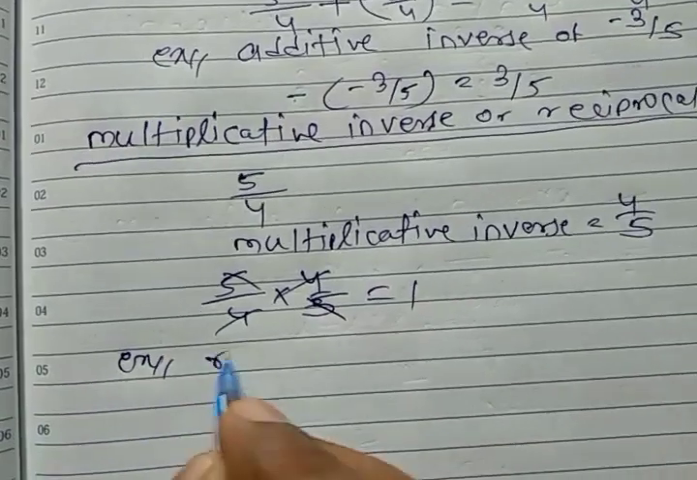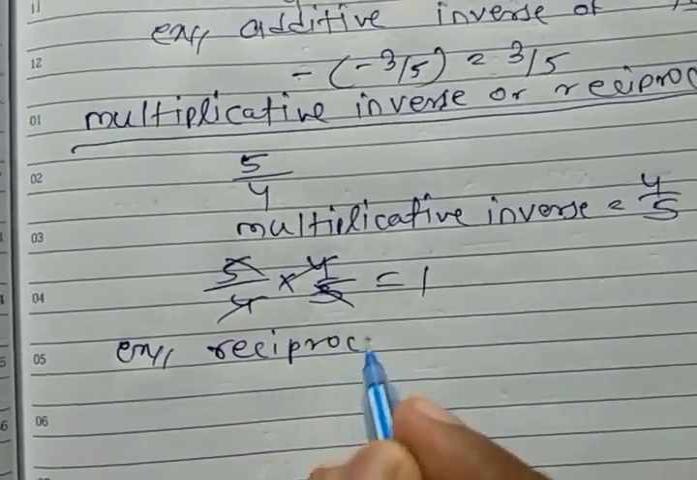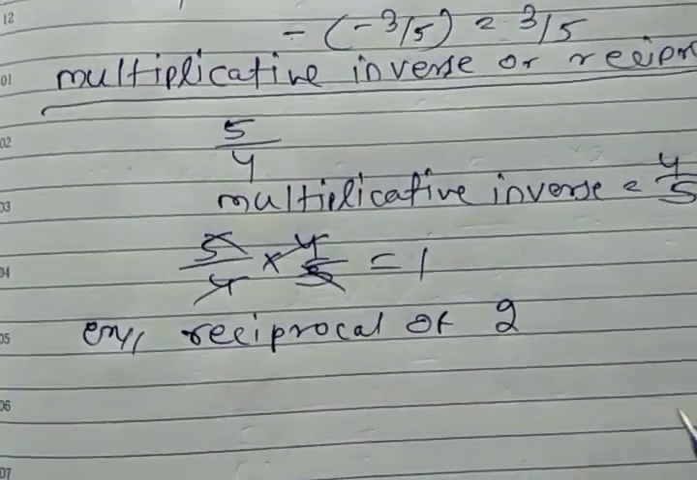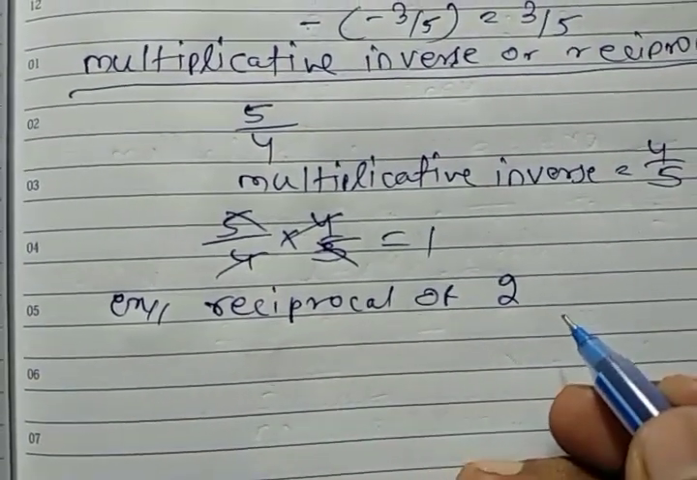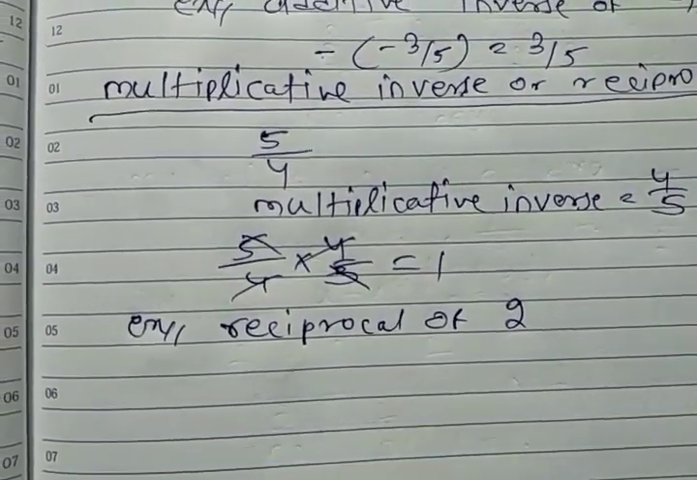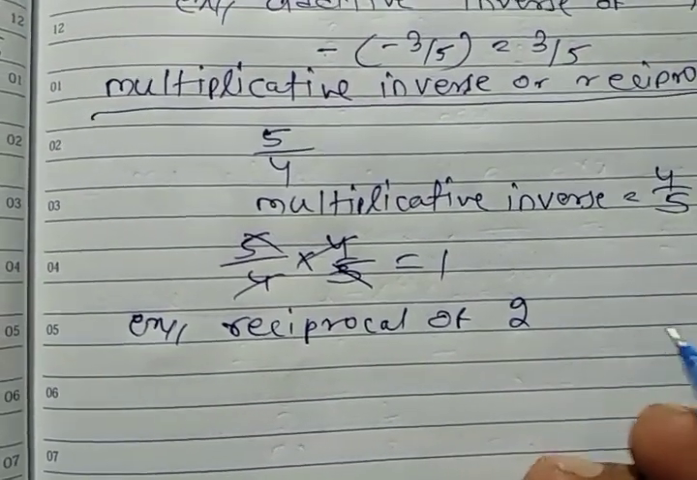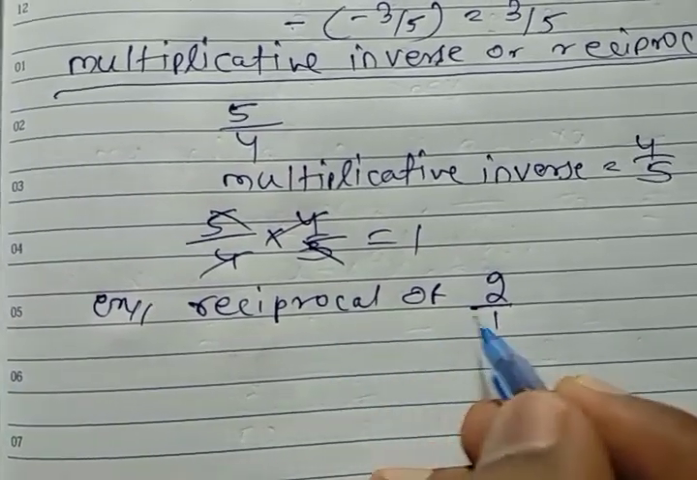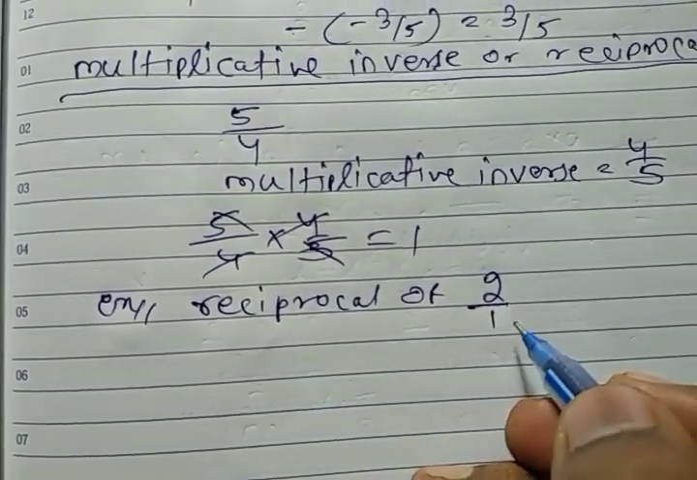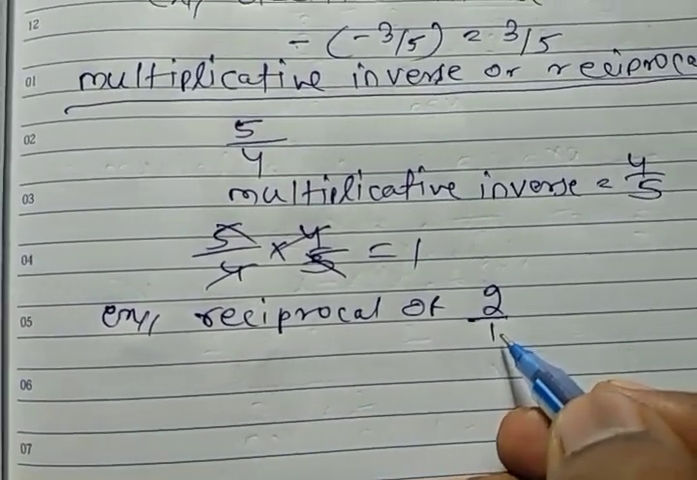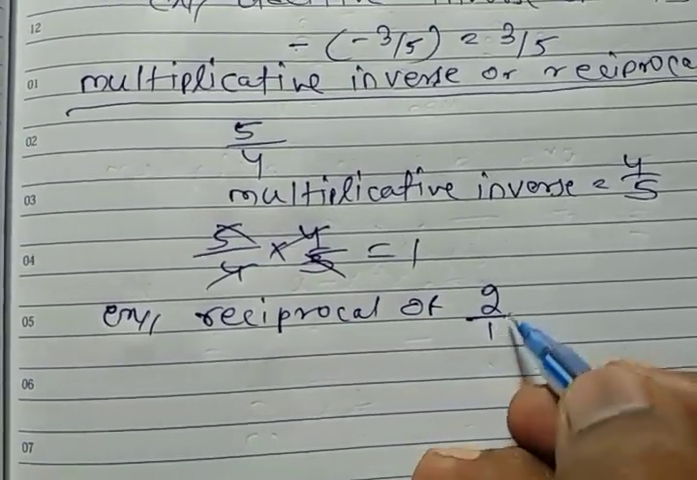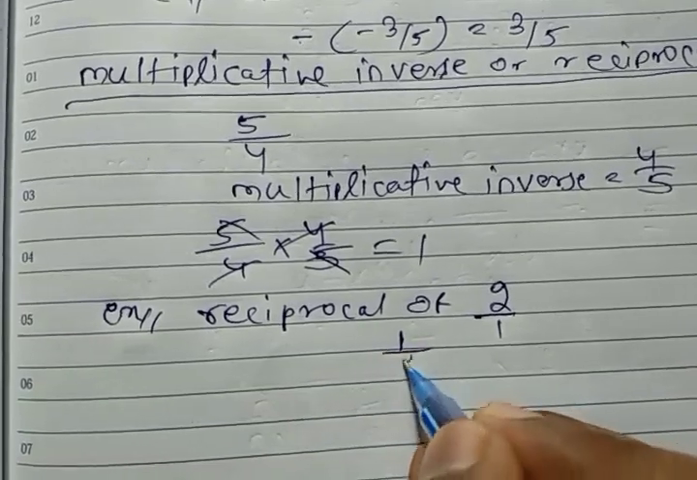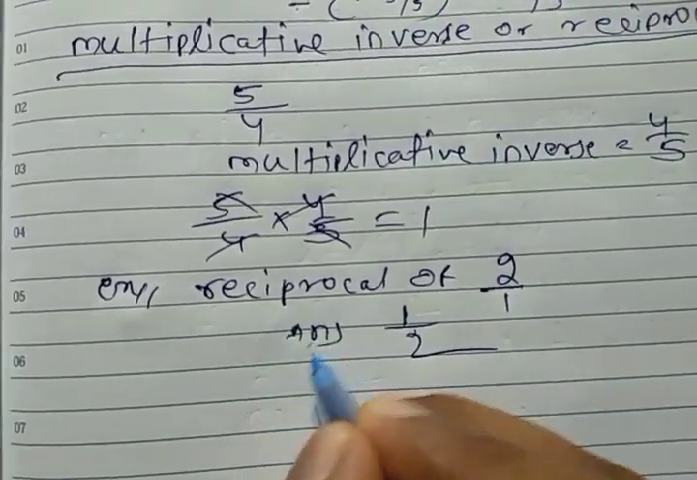Example: the reciprocal of 2. So 2 is a rational number. Any number can be rational. 0 is also a rational number because the denominator is always 1. What reciprocal means, we have already known: the denominator goes to the numerator, which equals 1, then the numerator goes to the denominator. 1/2 is the answer.